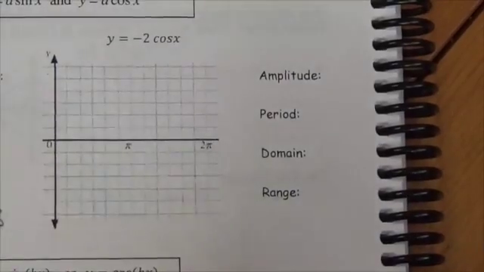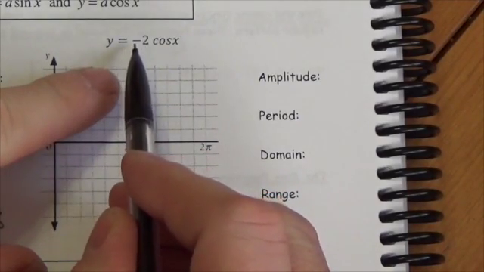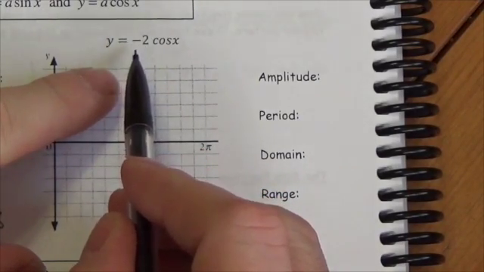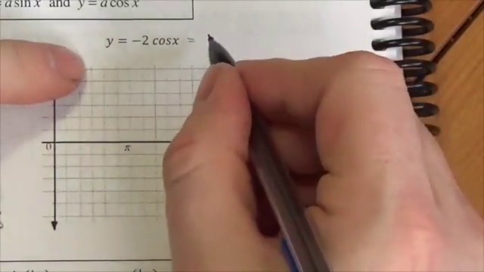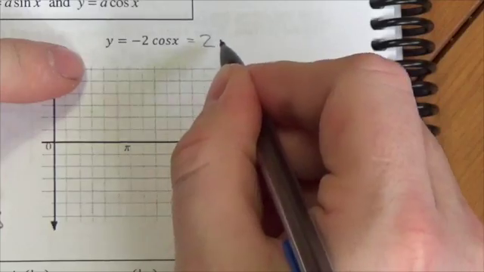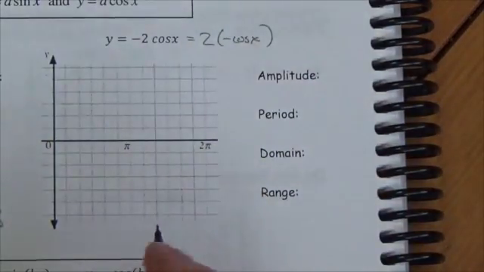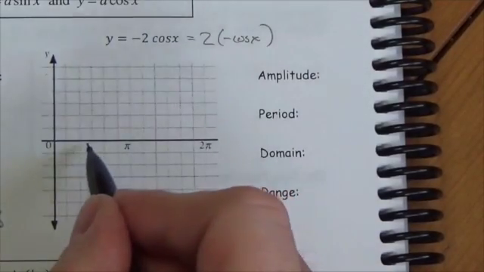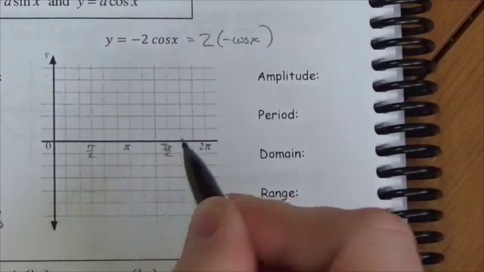Y equals negative 2 cosine x. Okay, so first of all, again, notice that we've got this stretch factor here, but also we've got the negative here, and that causes that reflection. So we're talking about negative cosine. You might even want to think of it like this, because we already know what negative cosine looks like. This would be 2 times negative cosine of x. You could think of it like that if you wanted. Negative cosine, okay, remember this is going to be pi over 2 here. This will be 3 pi over 2.